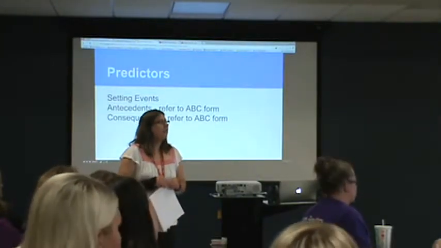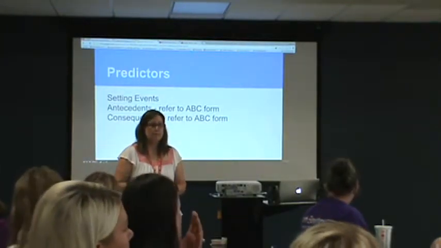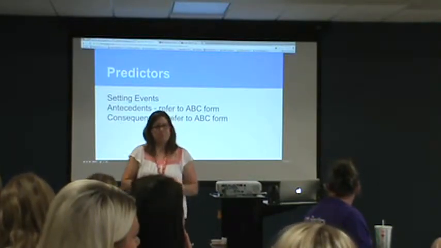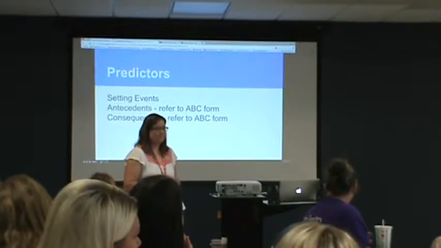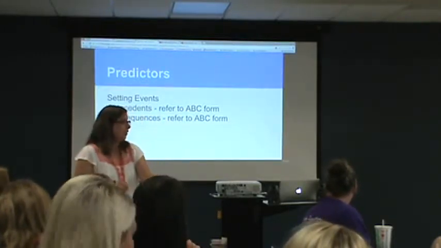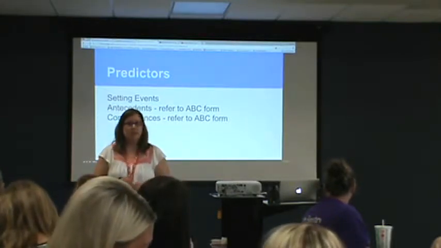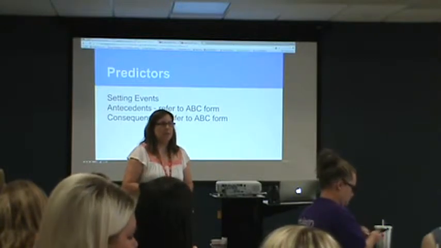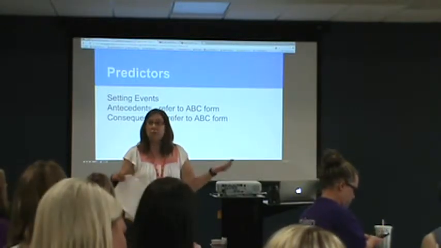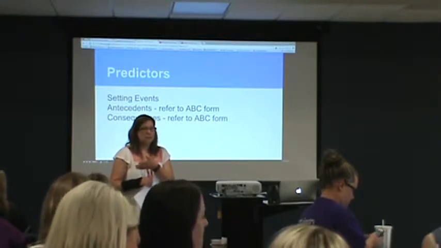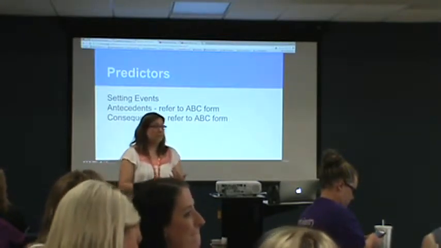Does anyone know what setting events are? What's happening before it happens? She's got life changes as an example. Kind of those longer triggers. So maybe that morning they had a fight with their mom, or they went to bed last night and had to sleep on the floor. These things could affect behavior the next day, right? Maybe they're sick.